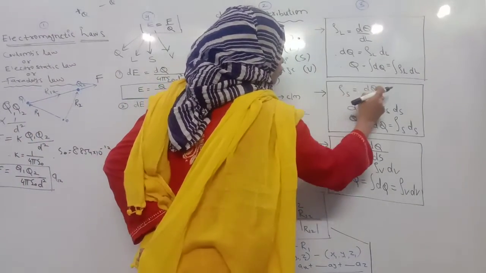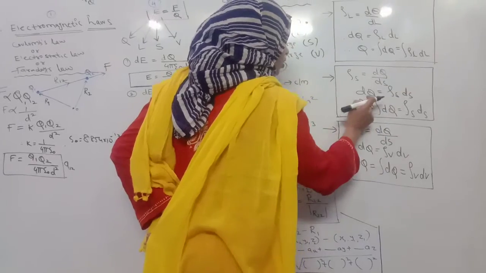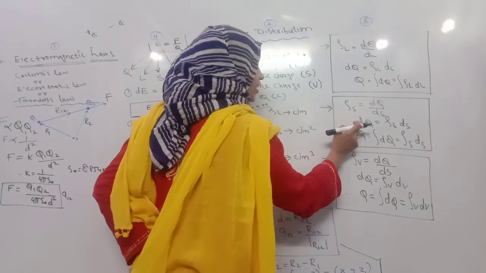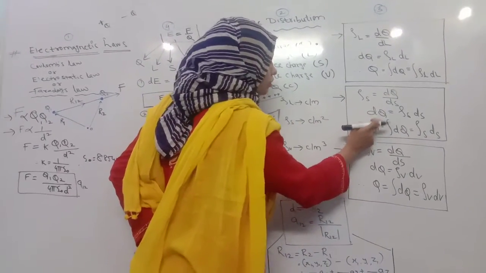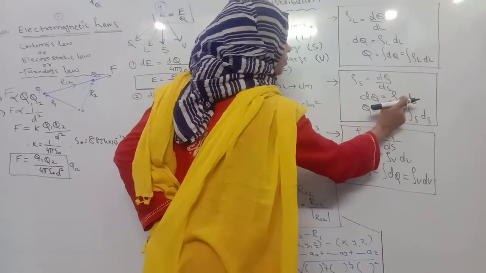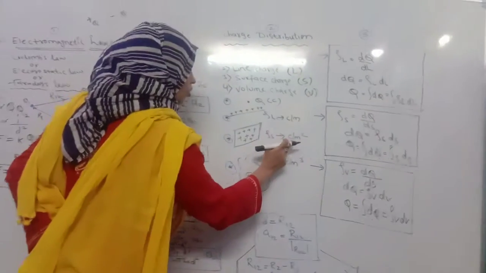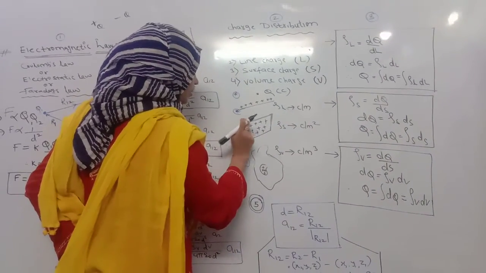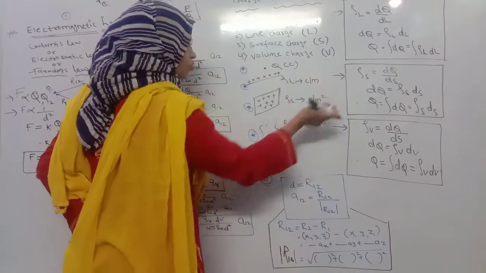So rho S is equal to dQ by dS, so dQ is rho S times dS. If you don't want it in the differential form and want it in the integral, then Q will be the integral of dQ, where dQ is my rho S times dS. That is coulombs per meter square. By the way, one part is meters and the other part is meters, so meter square will be there.